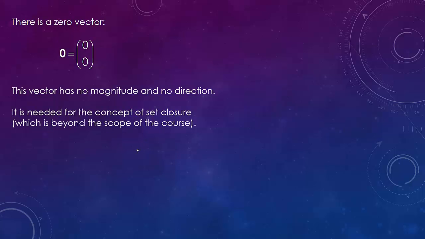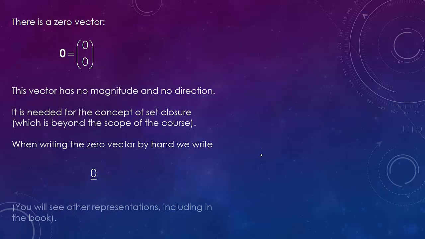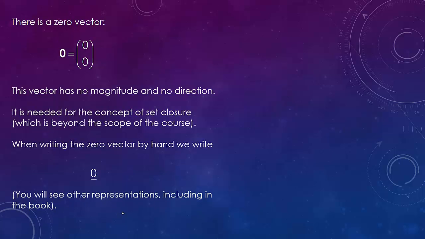If you consider the vector AB takes you from A to B, and then the vector BA would take you back, if you added them, you'd be back at the start point, so you wouldn't have travelled anywhere. But if you do AB plus BA, you're adding 2 vectors together, so your answer should also be a vector, and that's why we have the 0 vector. When writing the 0 vector by hand, we mentioned this just now, just write it as 0 underlined. You will see other representations, including in the book, but don't worry about that. You just need to be aware of it.